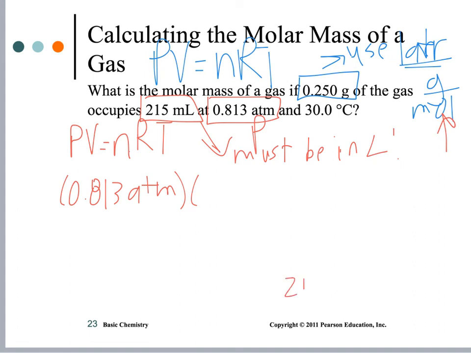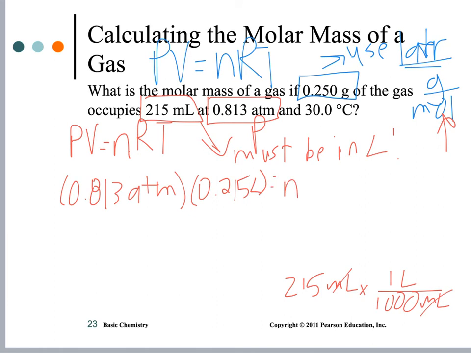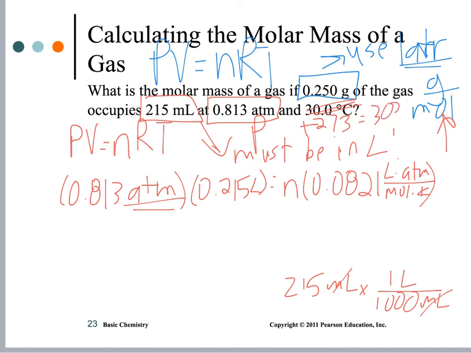So 215 milliliters, 1 liter divided by 1,000 milliliters gives me 0.215 liters. We don't know what my N is. My R is atm, so I have to use 0.0821 liter atmospheres per mole Kelvin. I'm trying to see if I can fit the temperature in here. And my temperature, oh my God, I didn't even notice that. Plus 273 gives me 303 Kelvin. There it is. Look, I made it fit.